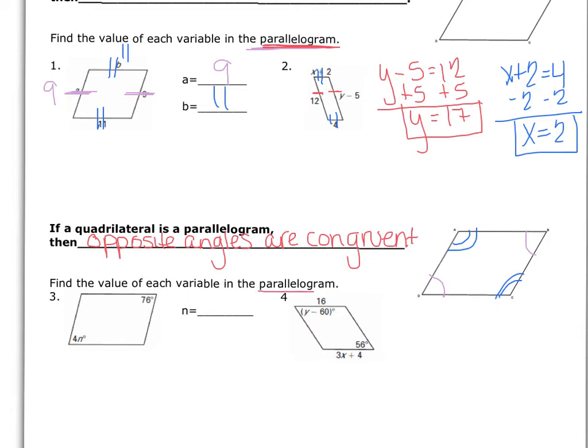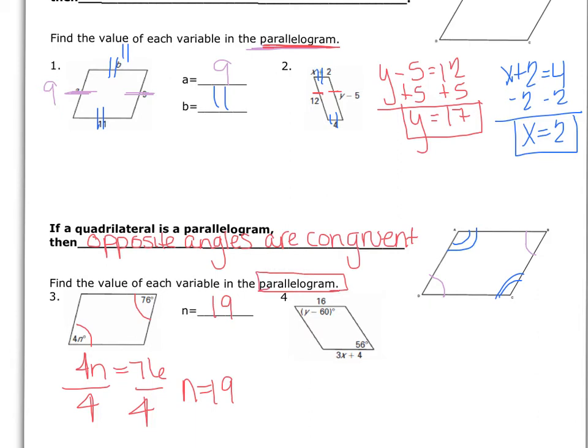And again, it tells us here it's a parallelogram. So now it's your job to know that that means that opposite angles are congruent. Congruent pieces have equal measures. So 4n is equal to 76. Then if you divide by 4, 76 divided by 4, n is equal to 19. And we were able to do that because they told us this shape is a parallelogram.